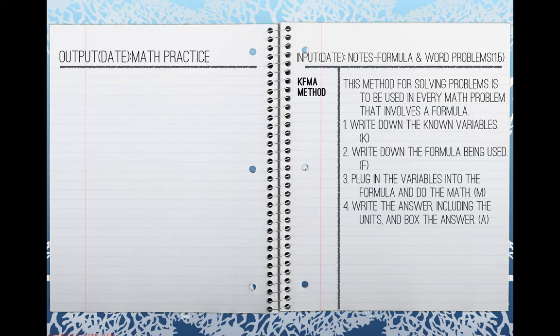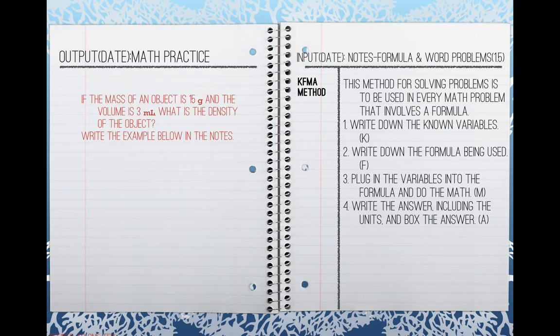Even if you know the formula by heart, you've written the formula 1,000 times before, I still want you to write it down because it's very easy to get mixed up. The third step is you're going to plug in your variables that you had from step 1, and your fourth step is you're going to write the answer and have a nice little box around it.